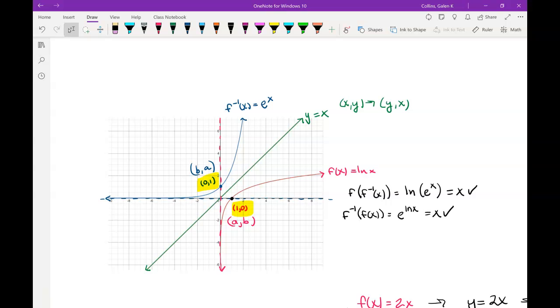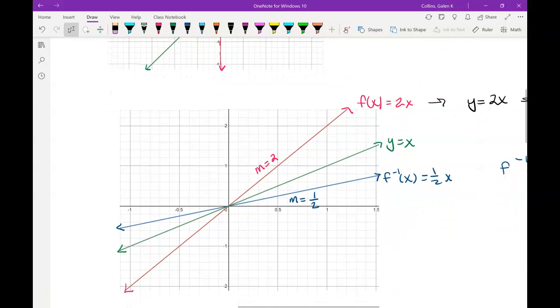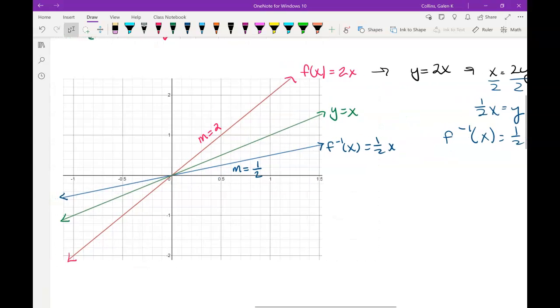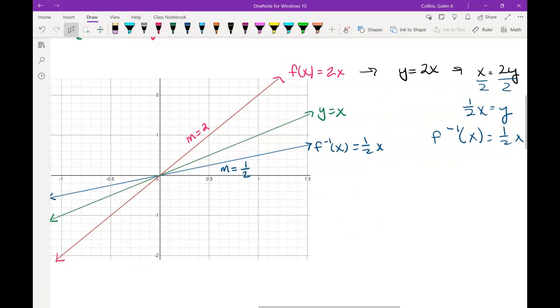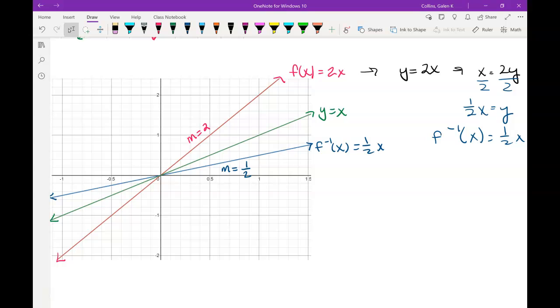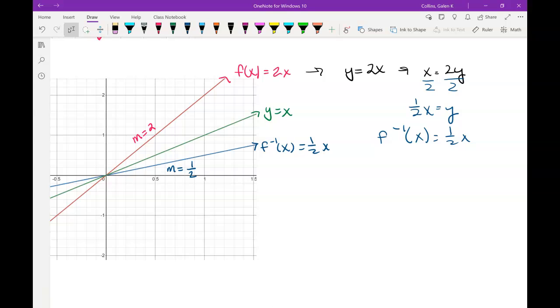Just to look at one more example, because this is going to come back to what we're talking about, let's look at a much easier one. Let's just look at lines. Again, the green line is y equals x, but the red line is f equals 2x, and the inverse of f equals 1/2 x. Again, we could just swap our x and y and solve for y. What I want to point out here are the slopes.